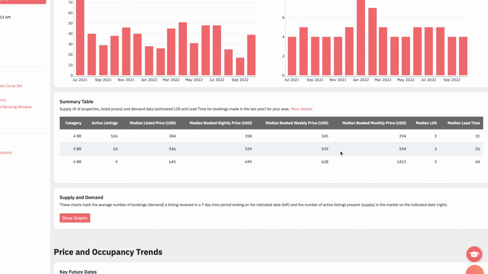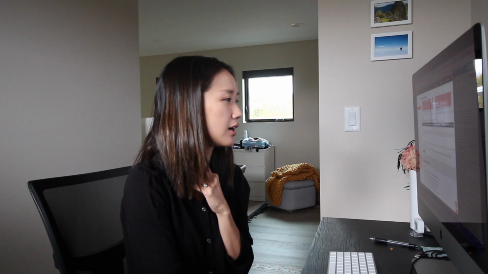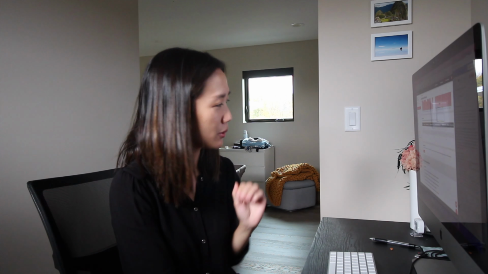And as far as these outliers, like the $1,400 for a median booked price for the 6-bedroom house, just because there's only 9 of those, I think it's easy to skew the data. So I would bet this is an outlier, a super premium listing with a pretty nice pool and all other amenities. So I wouldn't worry about that.